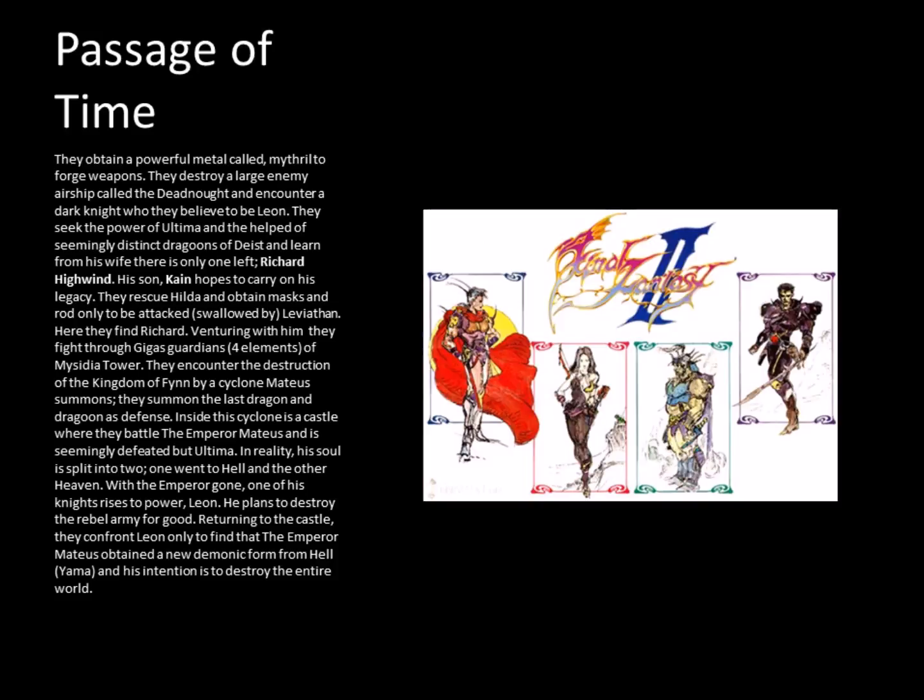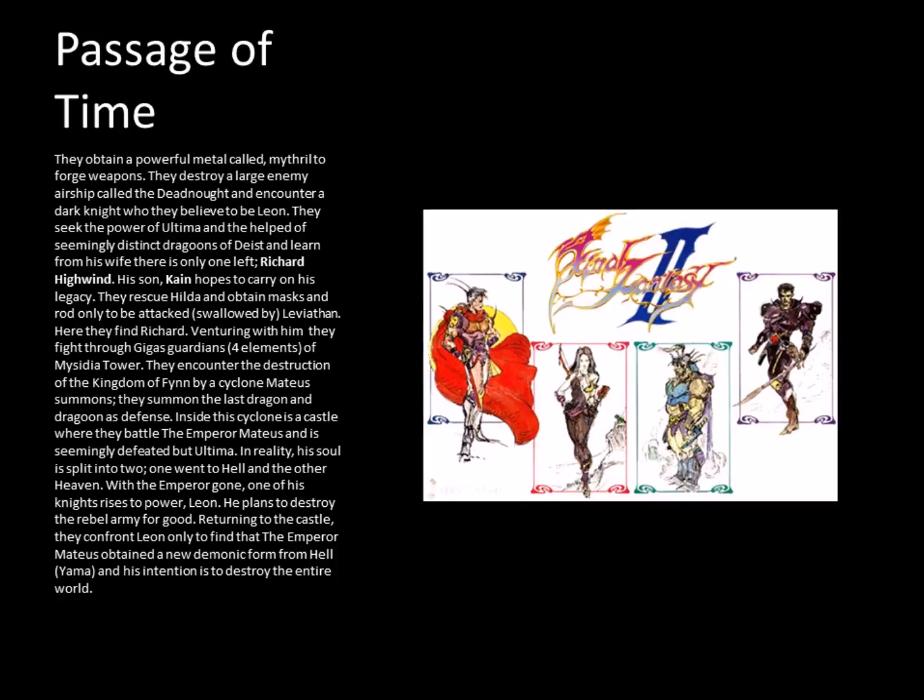They rescue Hilda, who was captured by enemy forces, and obtain the black and white mask and the crystal rod, only to be attacked, or in actuality swallowed, by Leviathan. Here they find Richard. Venturing with him, they fight against Gigas Guardians that correspond to the 4 elements of Mysidia Tower.